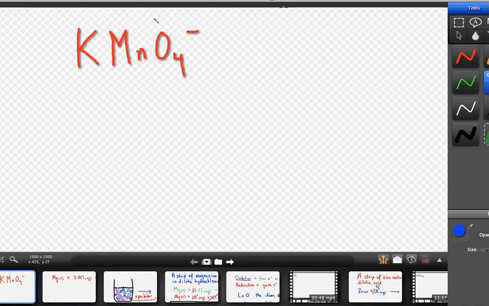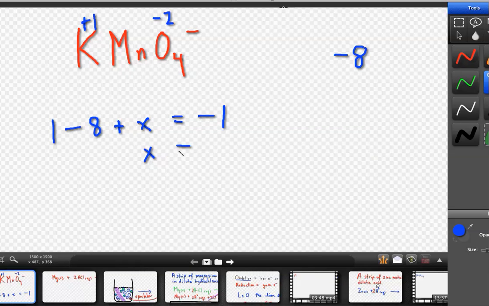Oxygen will be -2. It's not in a peroxide. There are 4 oxygens, therefore oxygen brings a total charge of -8. Potassium is an alkali metal, it will always be +1. So I have 1 minus 8 plus x equals -1. When we solve for x, x must be equal to +7. That is the oxidation number of manganese. Let's move to a different example.